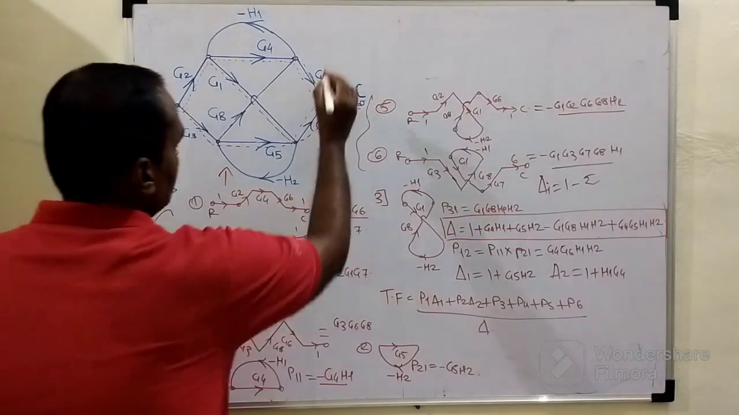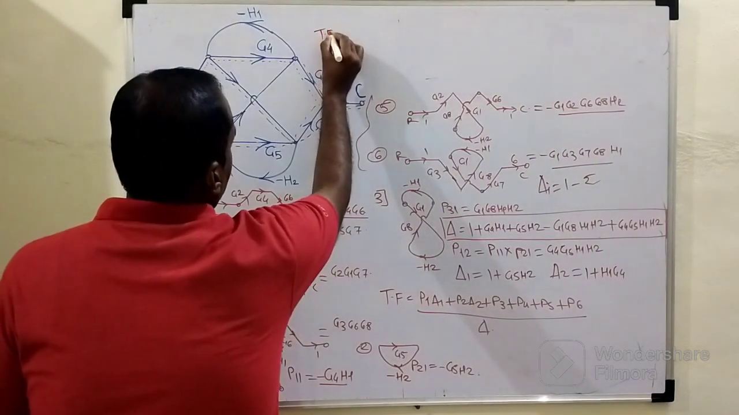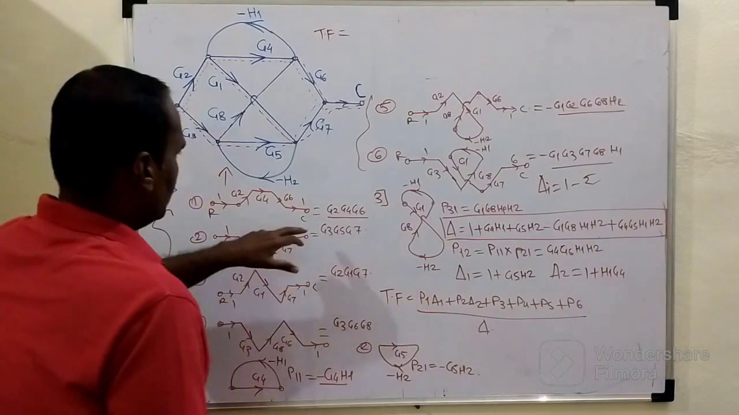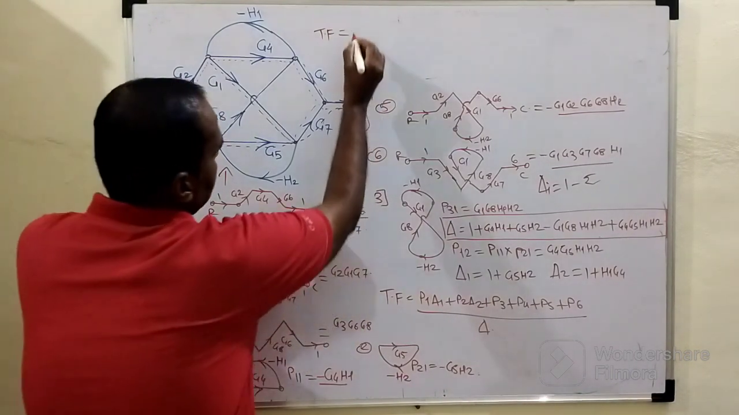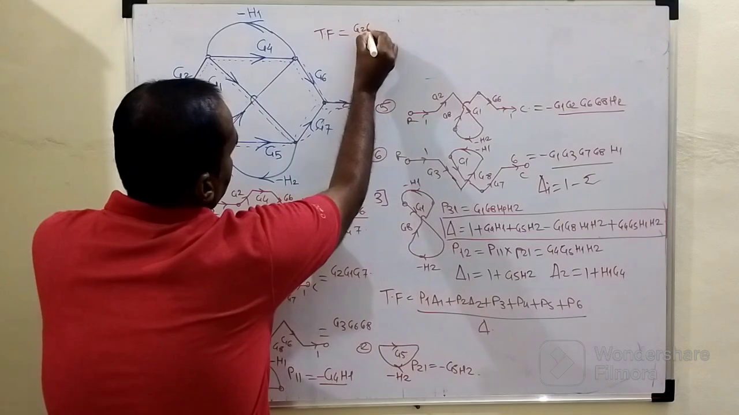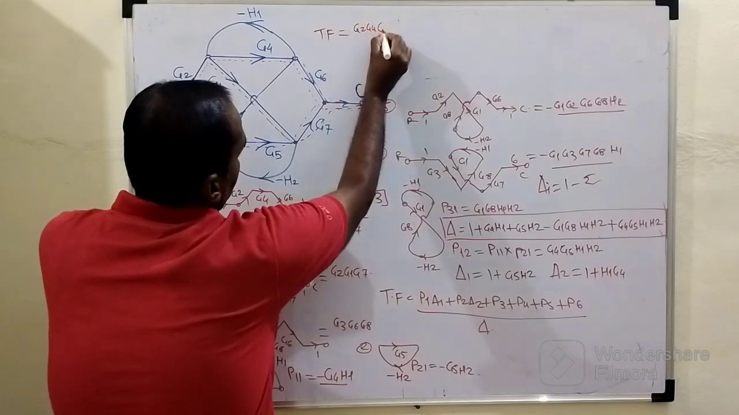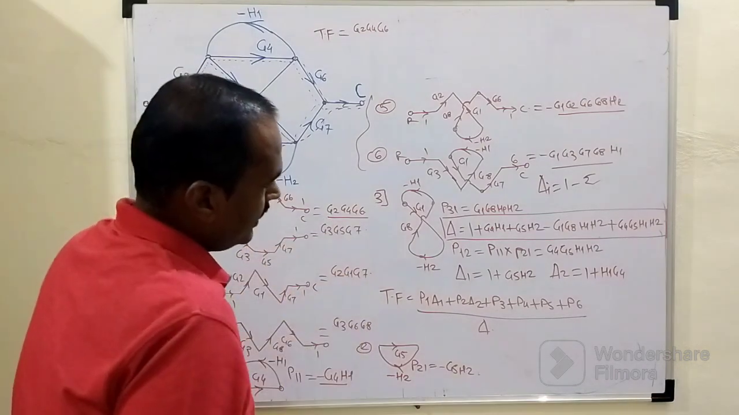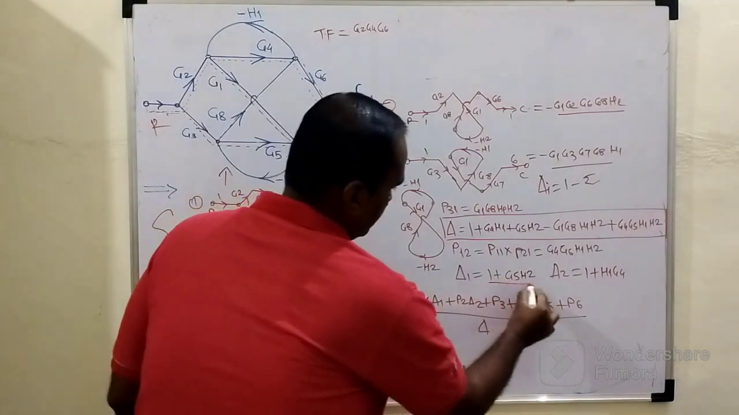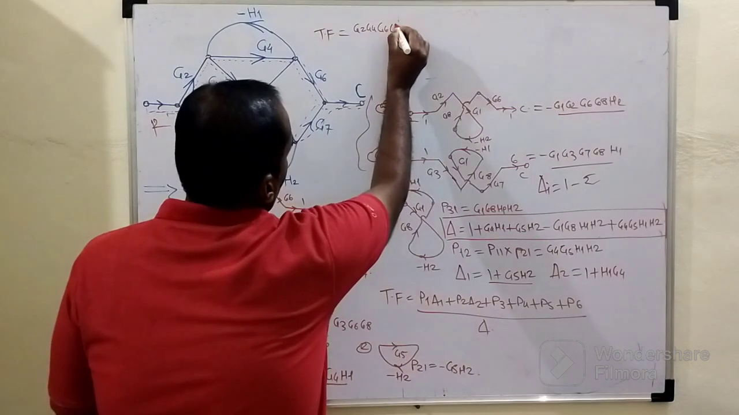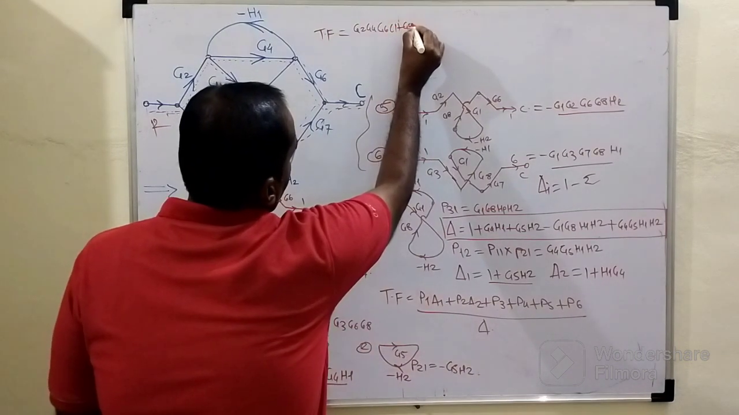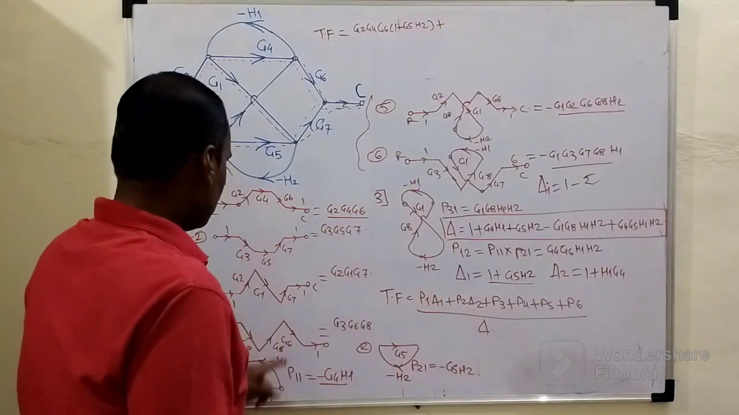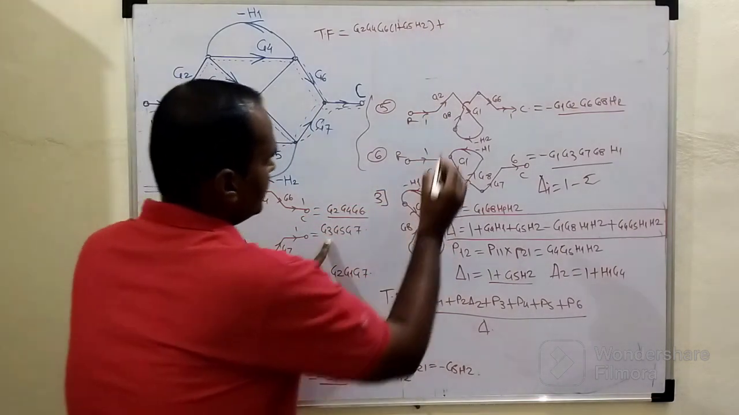So I will write transfer function equals P1 into delta 1. P1 equals G2 G4 into G6, which will get multiplied with this delta 1. Delta 1 equals 1 plus G5 into H2. Plus P2, which is the gain of the second forward path, G3 G5 into G7.